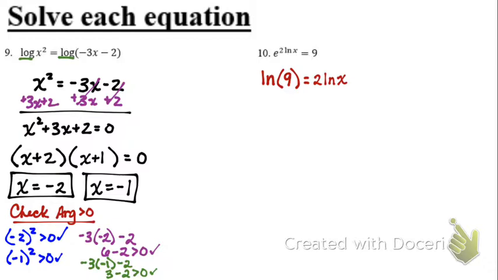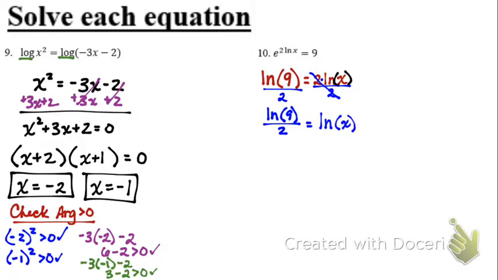It's not an exponent. Is it an argument? It's an argument of this natural log. What do I need to get rid of to move forward? The natural log. What do I need to get rid of first? The 2. Let's get rid of the 2 first. That's a coefficient. So I have the natural log of 9 divided by 2 equals the natural log of x.